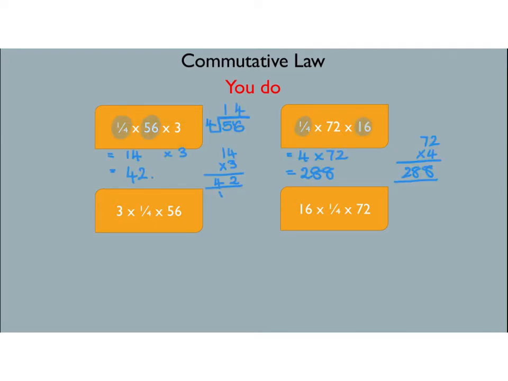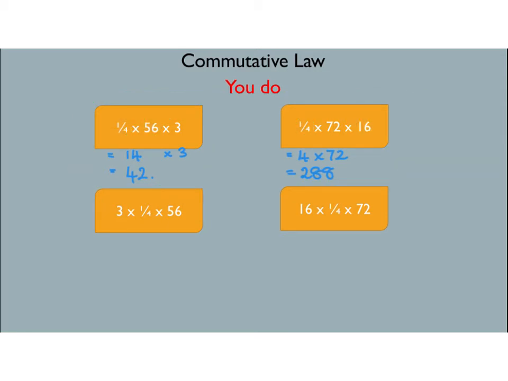Okay, this is what I got for the first two. This is all my working out for the first question. And that's the working out that I did for the second question. So you can see for the first one, I did a quarter of 56 first. Okay, and I worked that out over here. Okay, and for this one, finding a quarter of 16 is much easier than finding a quarter of 72.